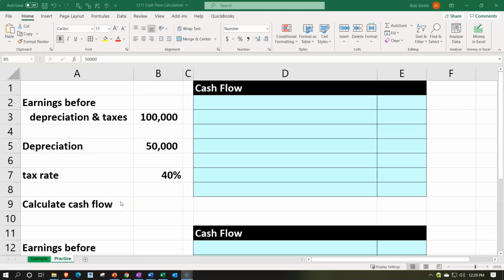Here we are in our Excel worksheet. If you have access to the Excel worksheet and would like to follow along, note that we are in the practice tab as opposed to the example tab, the example tab in essence being an answer key. Information on the left-hand side, we're going to populate into the blue area on the right-hand side.